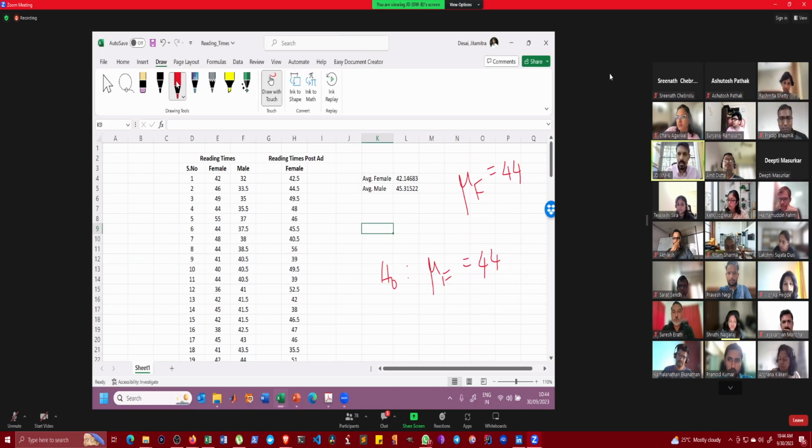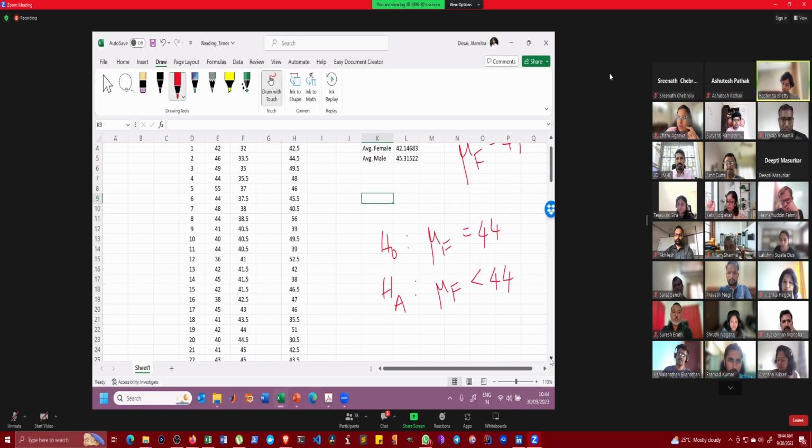H1 is not equal to 44. The alternate will say mu F not equal to 44, or you could set up the one tail test. You will set up the left tail test with mu F less than 44. Why less than? Because my sample average is less than 44. Correct. Exactly. And then what? I will calculate what? T calculated is what?